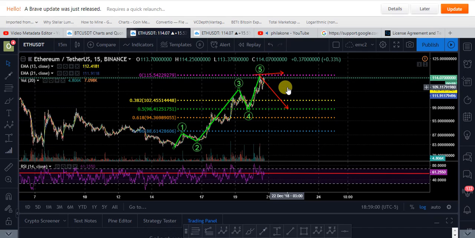So that's the safest way. Basically, if you assume this scenario, you most likely take profit and wait for the price to drop 15 to 18% in the next couple of days.